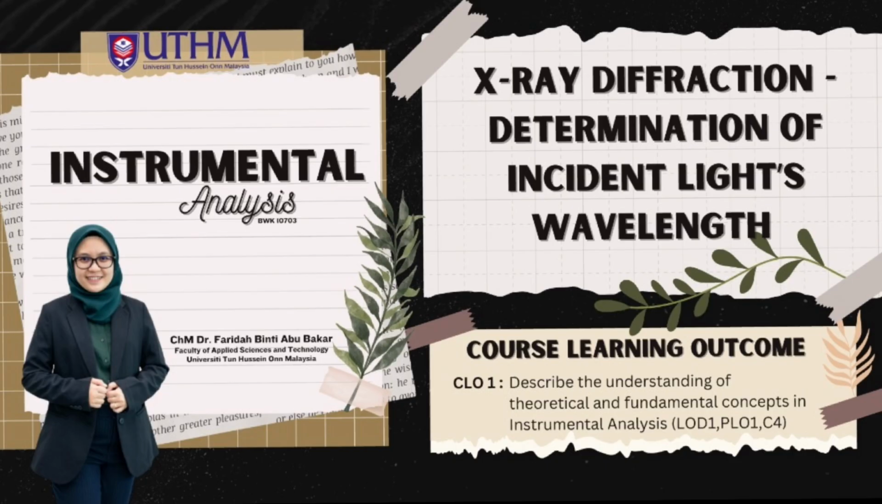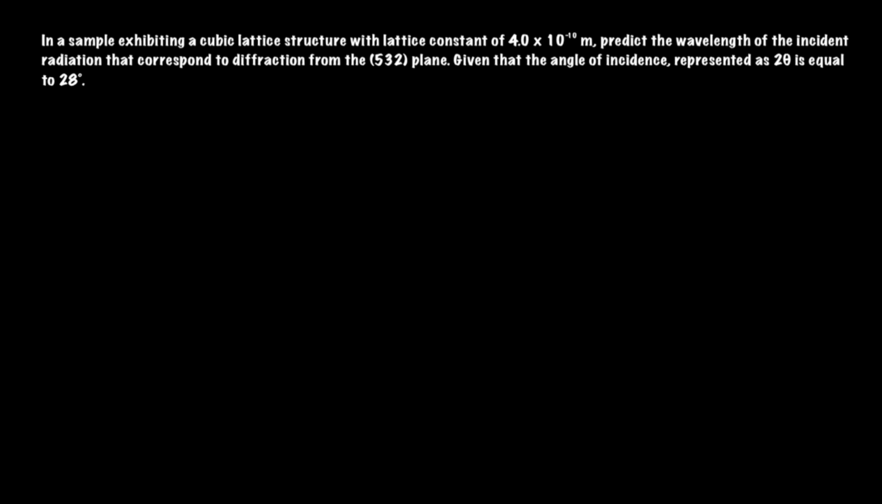In this video, we are going to discuss X-ray diffraction on the topic of determination of incident light wavelength. In a sample exhibiting a cubic lattice structure with a lattice constant of 4.0 times 10 to the power of negative 10 meters, predict the wavelength of the incident radiation that corresponds to diffraction from the 532 plane, given that the angle of incidence represented as 2 theta is equivalent to 28 degrees.